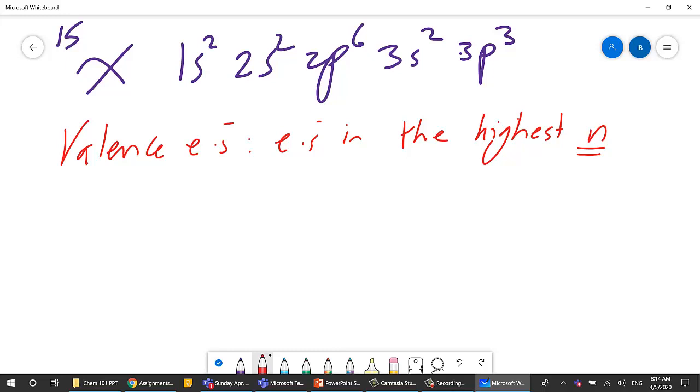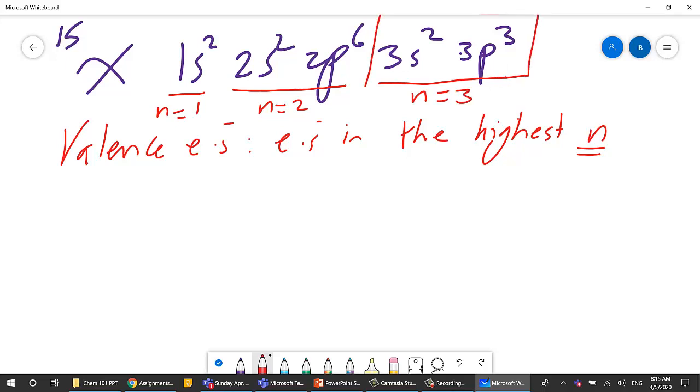For representative elements, the valence electrons are the same as the outer electrons. So here you have n equals 1, here you have n equals 2, and here you have n equals 3. And therefore, these are the valence electrons. So this element has 5 valence electrons. The question is not asking about valence electrons, but just in case. So this is the electronic configuration.